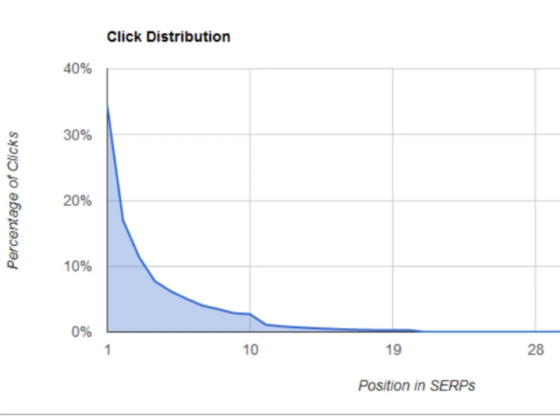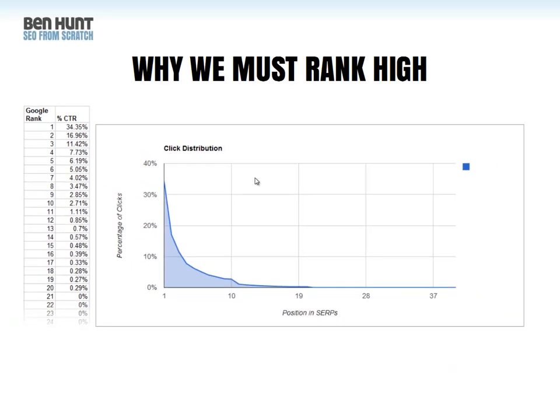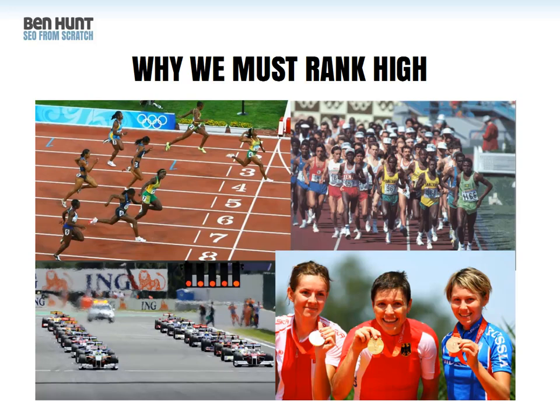But obviously, it's much better to be up here. It's much better to be in the top 1, top 2, top 3. Because the number 1 result gets twice as many clicks as the number 2 result. And you might say that it's fundamentally unfair. But really, this just is the way of the world.